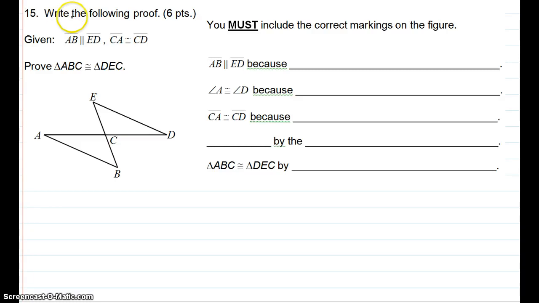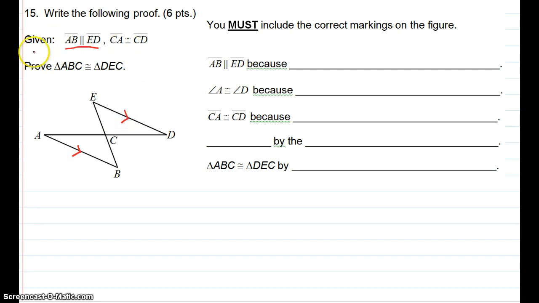Alright, for number 15, we're going to write the following proof. You must include the correct markings on the figure. So when we include the correct markings, we're going to start with what's given. It says that AB is parallel to ED. So to show parallel, we just draw the arrow. AB is parallel to ED.